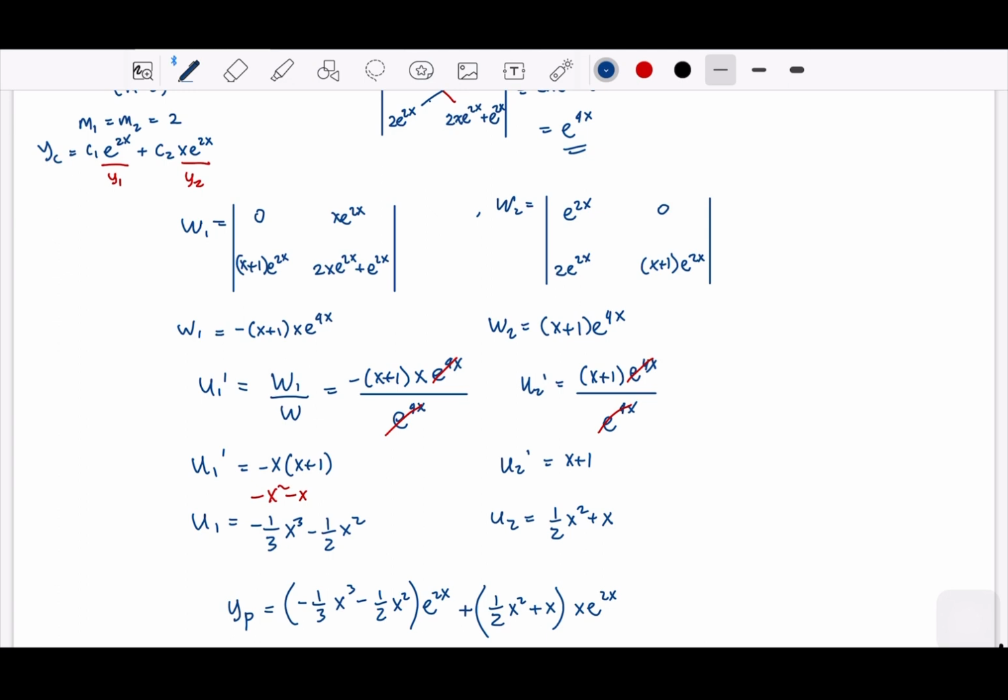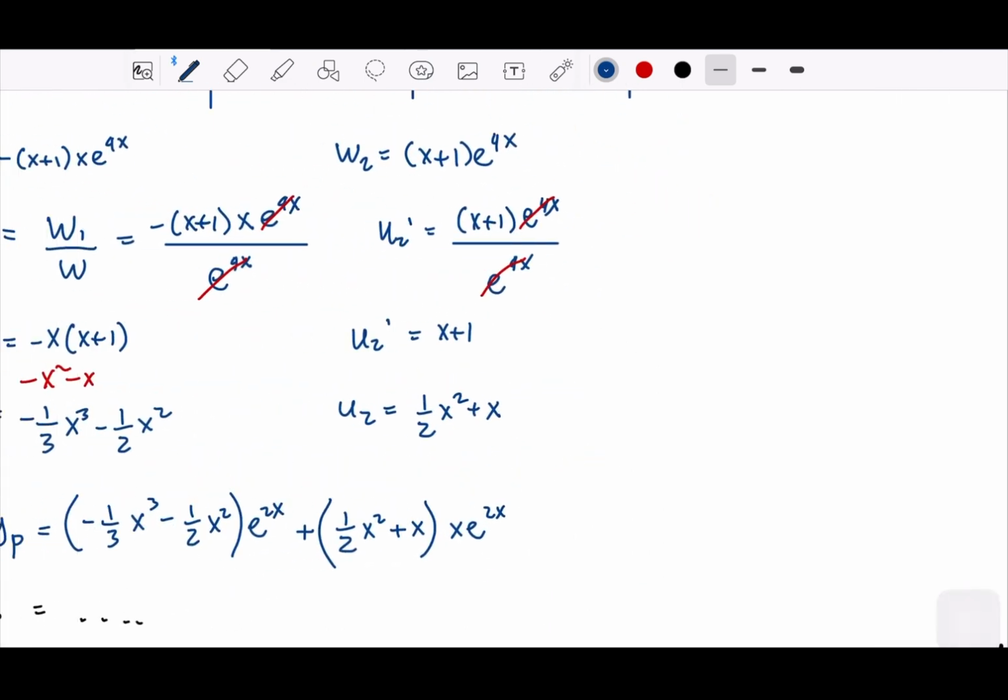u1 and u2 are part of the components of our particular solution. The particular solution is u1 y1 plus u2 y2. So the part that you need to look for, always remember that our particular solution will be in this form. Our goal in variation of parameters is to get this u1 and u2, and then at the end, we put u1, u2 with y1 and y2 as our particular solution.